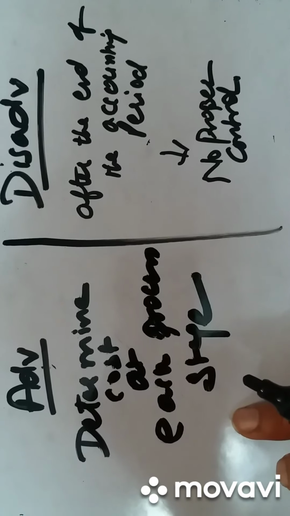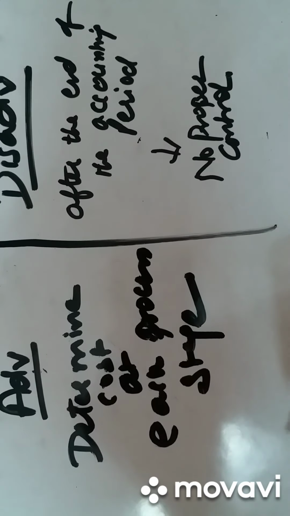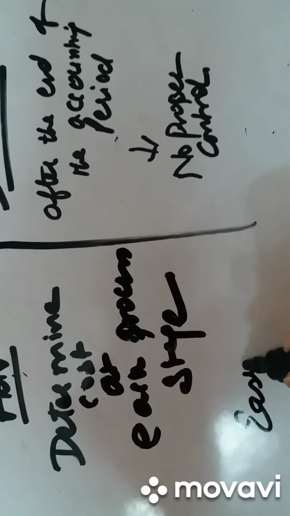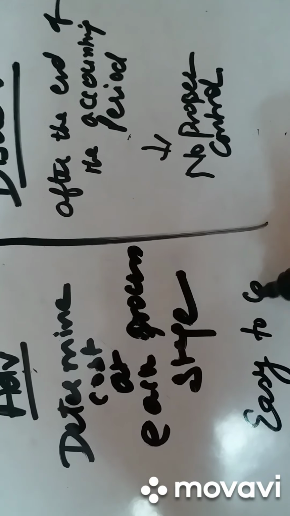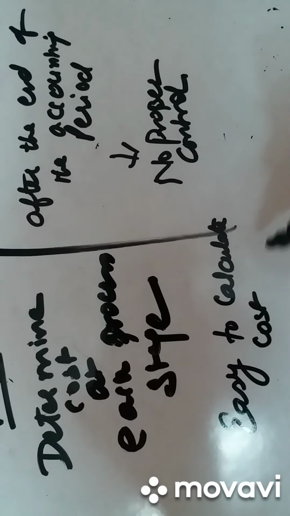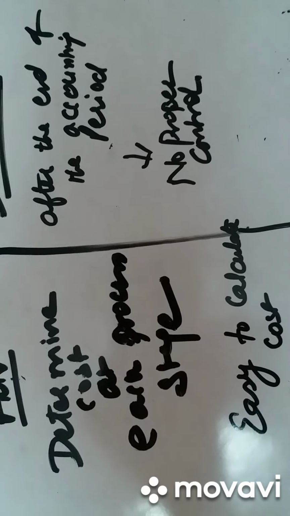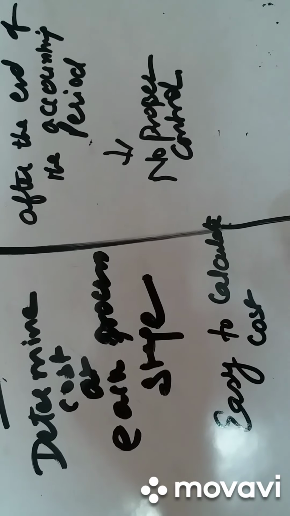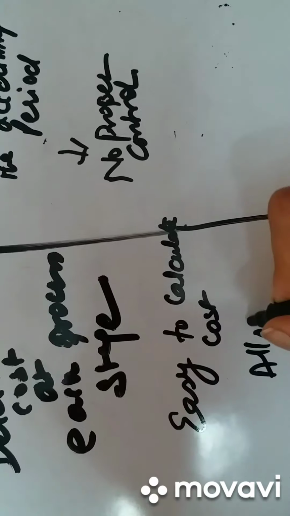And here we can say it is easy to calculate cost. That I will be showing you when I make the process accounts, that it is very easy. It is very easy to allocate the expenses to the processes.